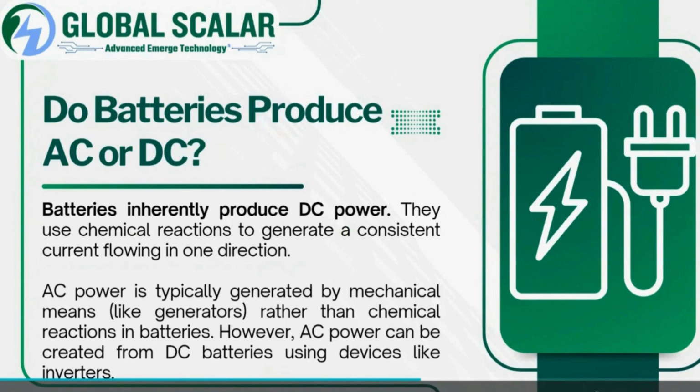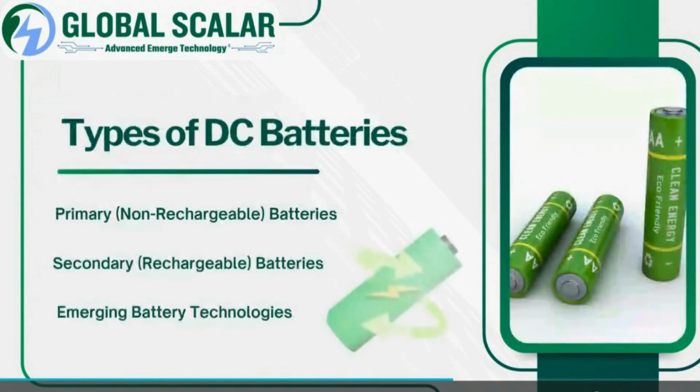The other part is to understand that there are different types of DC batteries. We have primary non-rechargeable batteries, secondary rechargeable batteries, and emerging battery technologies. We'll go one by one to understand how these batteries work, what different chemicals they use for non-rechargeable and rechargeable batteries, and what voltage is essentially required. That is what we are going to learn, starting with the primary non-rechargeable batteries.